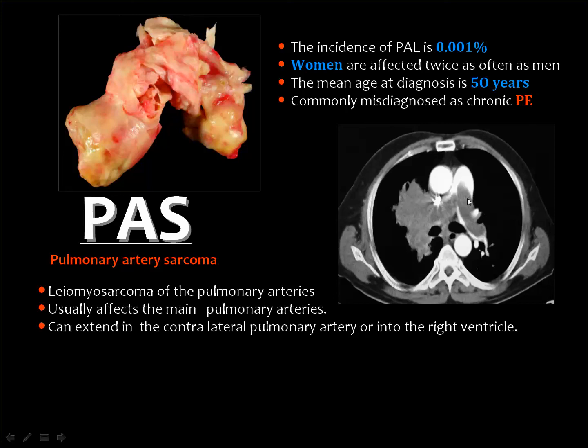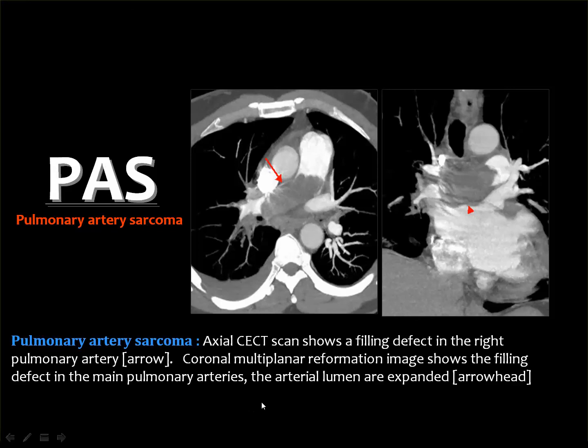You can see that there are big filling defects in the pulmonary artery, which may sometimes simulate the pulmonary arterial embolism. But there are many differences between the pulmonary embolism and the pulmonary artery sarcoma. Of course, if you have a very big embolus like this one in the pulmonary artery, this will manifest by acute severe symptoms. But in patients with pulmonary artery sarcoma, the sarcoma develops over some time and the symptoms are not that acute.